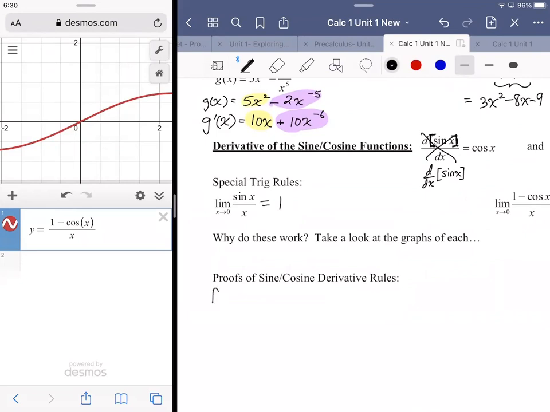All right, so let's differentiate the sine function. So if we have f of x is equal to the sine of x, and I want to find the derivative of that. I would use the limit as h approaches 0 of f of x plus h minus f of x all over h.